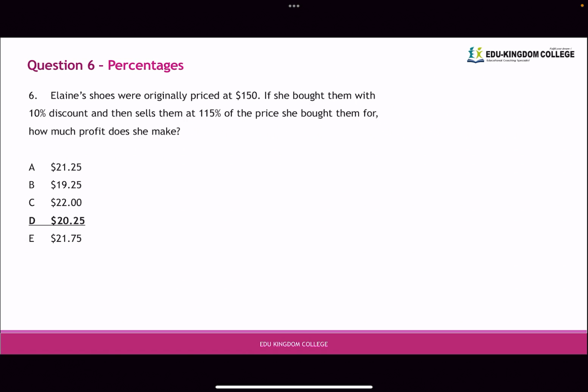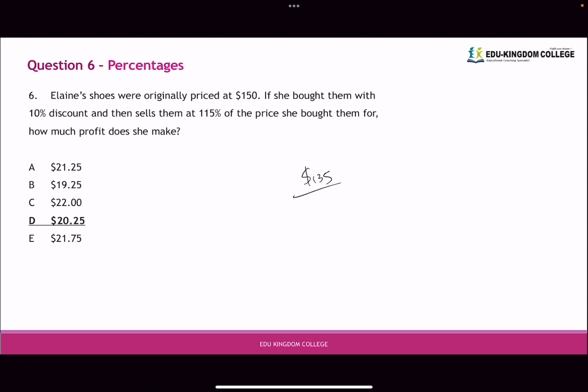Question 6, Elaine's shoes are originally priced at $150. She bought them with a 10% discount. Okay, so 10% discount is $15. Subtract that from 150 is $135. So she bought them for $135. She sells them at 115% of the price she bought them for. So she sells them for 15% more than she bought them.